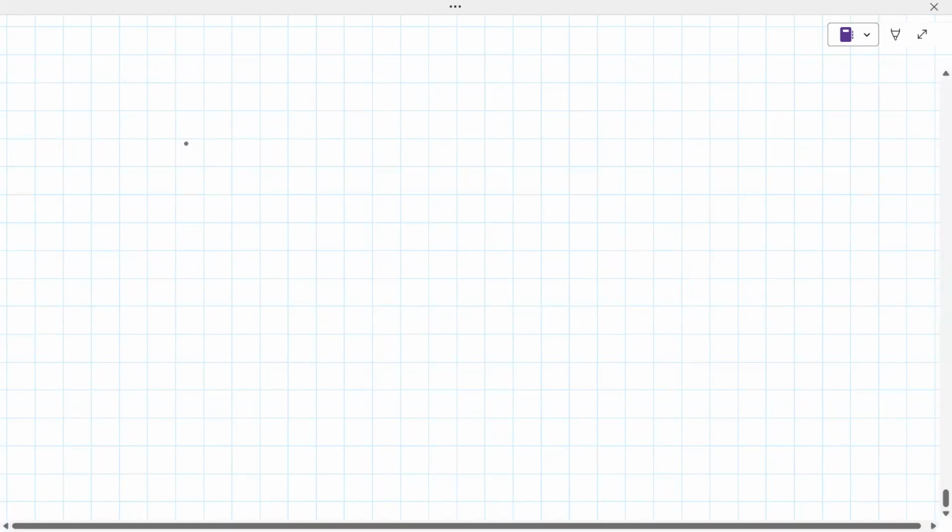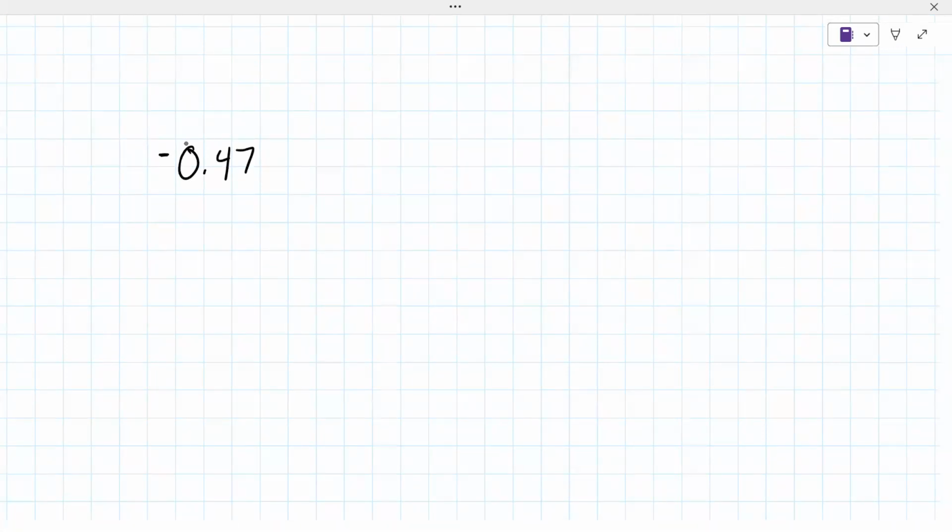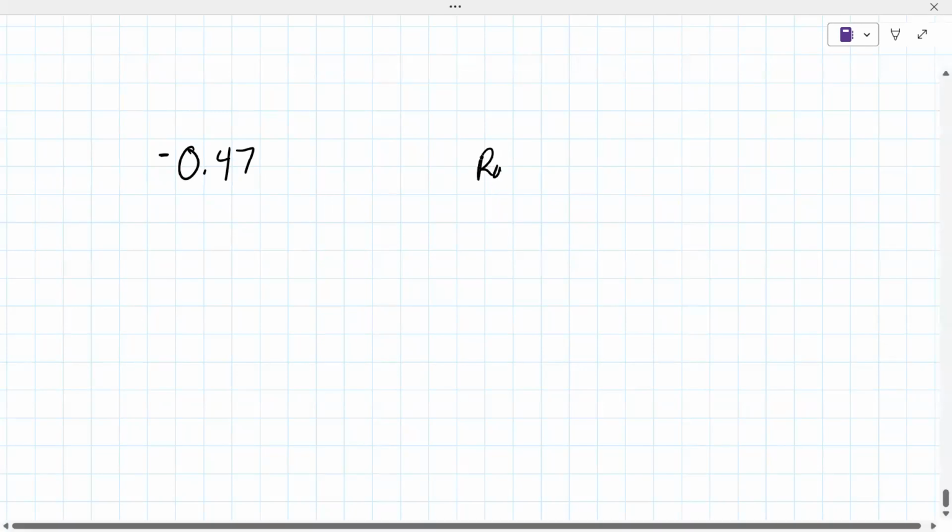So let me give you just a couple of those. Let's say I give you negative 0.47, and go back if you need to flip over to check the columns that apply to this number. Just tell me which ones this is. That is a rational number. That is an integer. It is not an integer. It's negative 0.47. Oh, it's a rational and real.